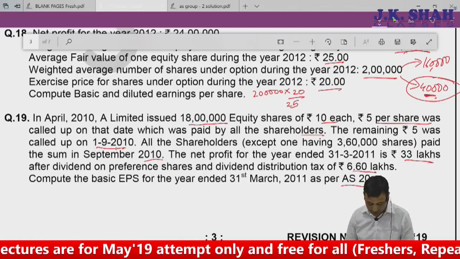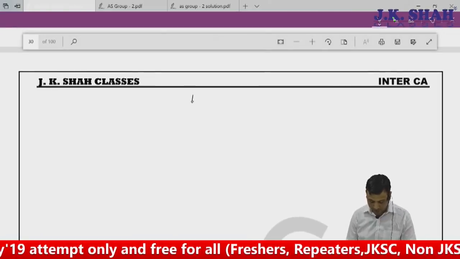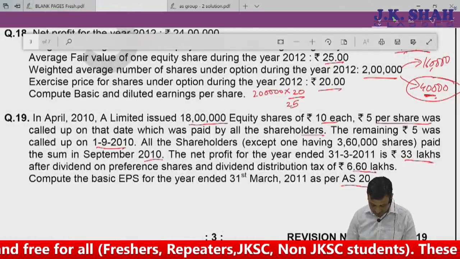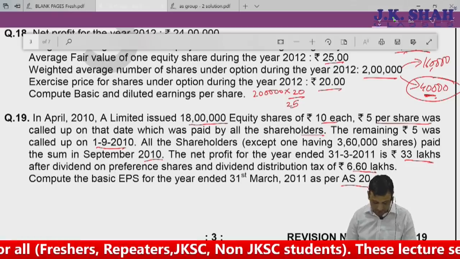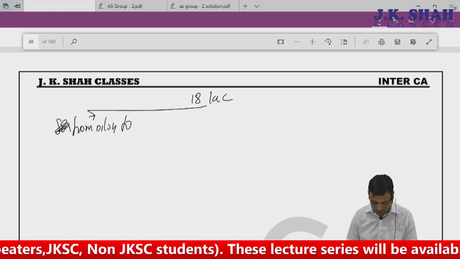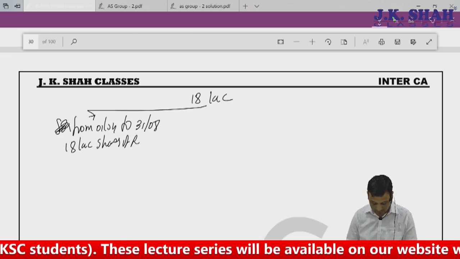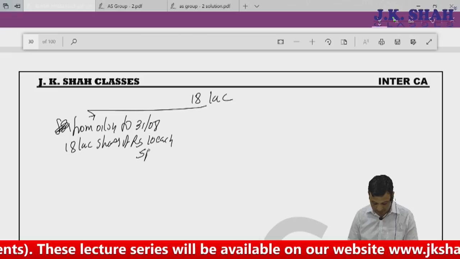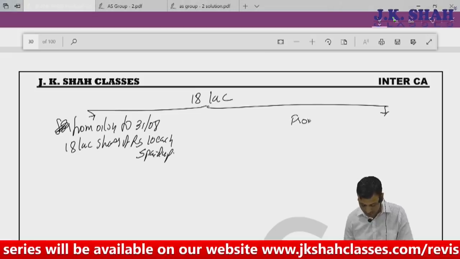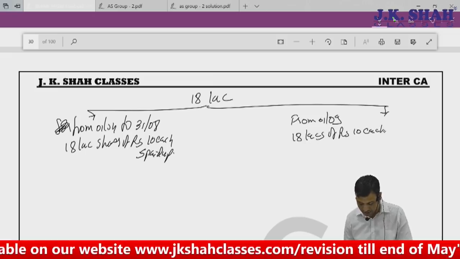Now, the remaining was called on 1/9/2010. So if you look properly, in April there are 18 lakh shares with 5 paid, and the remaining 5 was called on 1/9. So from 1st of April to 31st of August, you have 18 lakh shares of rupees 10 each, 5 paid up. And from 1st of September, you say 18 lakh shares of rupees 10 each, 10 paid up.